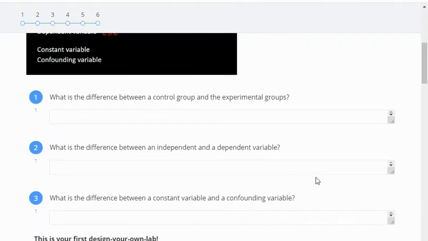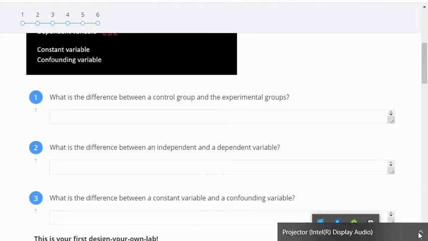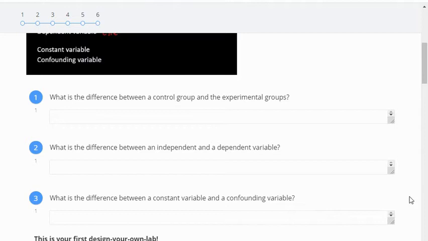Okay, so what is the difference between a control group and the experimental group? What's an easy way to remember that? Control group is what you don't change. It's not manipulated. You're not giving it a treatment. You're not doing anything to it. That just shows that the treatment you're giving to the experimental groups is actually having an effect.